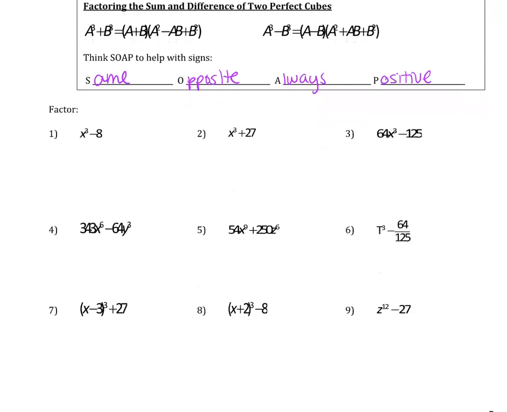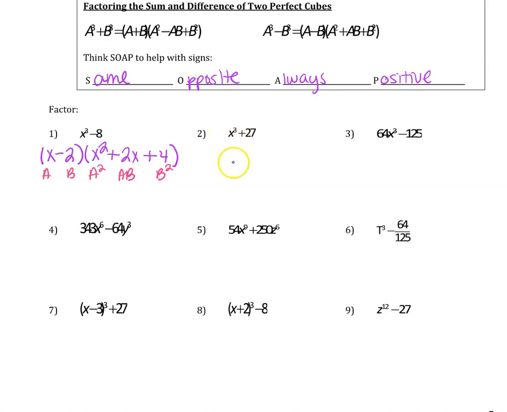Okay, so here's how this works. If I want to factor x cubed minus 8, I can take the cube roots of each of those, and I'm keeping the sign the same. Then I do the square of the first, product of the second, or product for the second term, ignore that negative, and then square of the last one. Same, opposite, always positive. So again, here's your AB, and it's A squared, AB, B squared. And that's the pattern. That's really all it is.